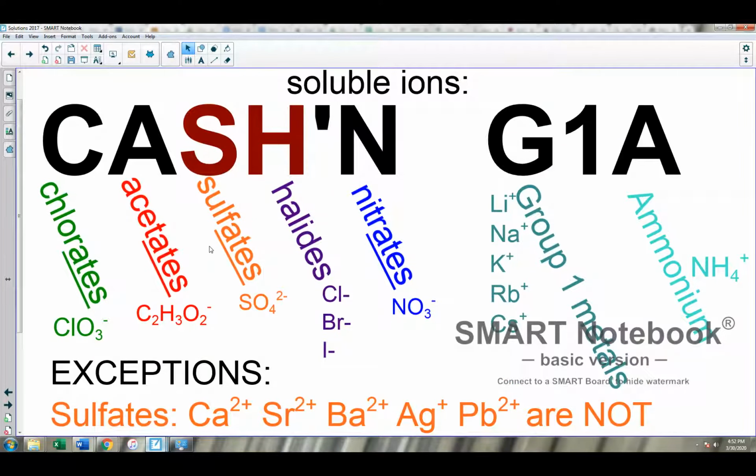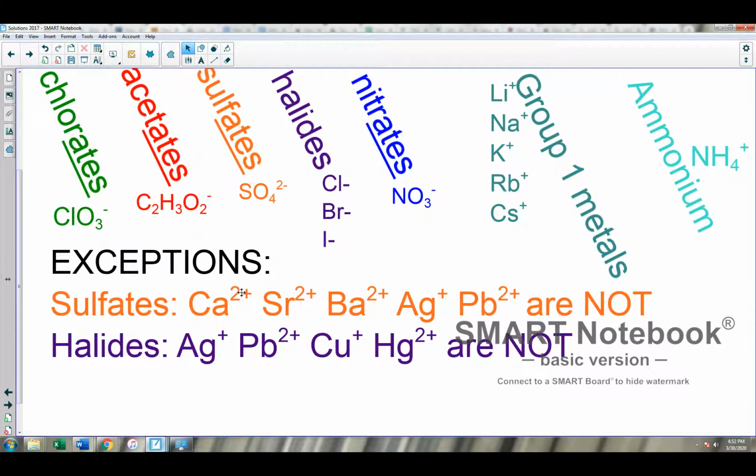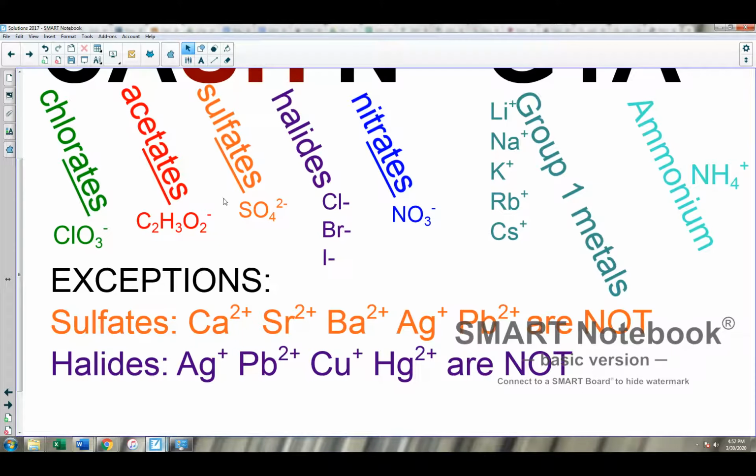So these are the ions that are always soluble: chlorates, acetates, sulfates, halides, nitrates, group 1 metals, and ammonium. Now there were a couple exceptions to this that tend to be confusing, which are the sulfates and the halogens or the halides. So there are combinations of metals with these two types of ions that do not dissolve. Almost all sulfates are soluble except calcium sulfate is not, strontium sulfate is not, and so forth.